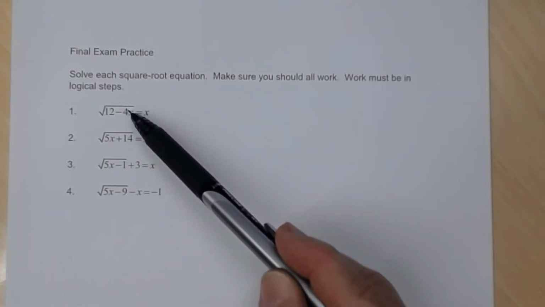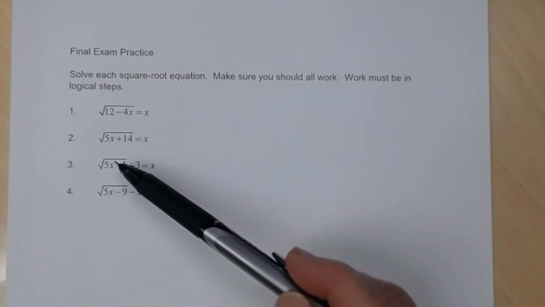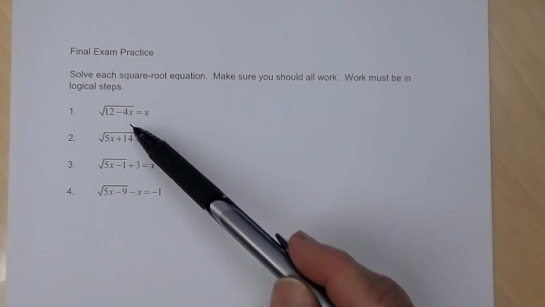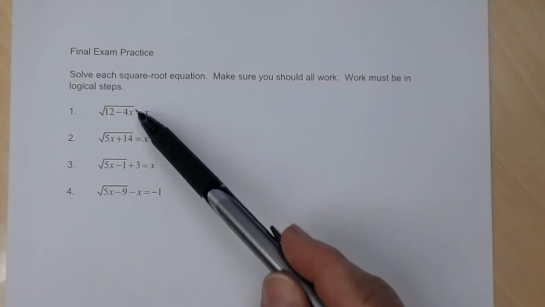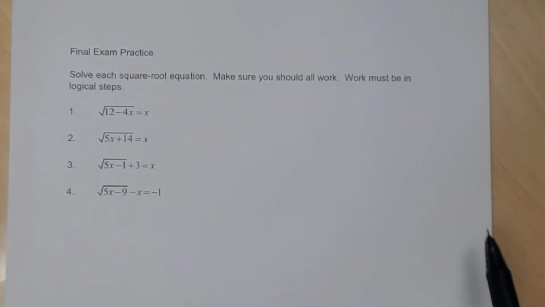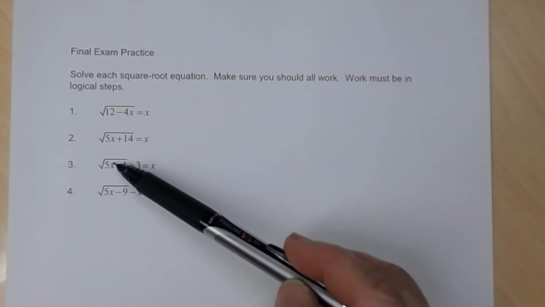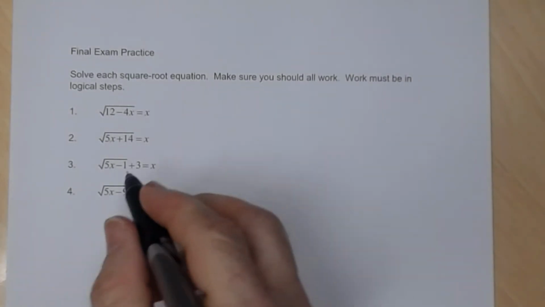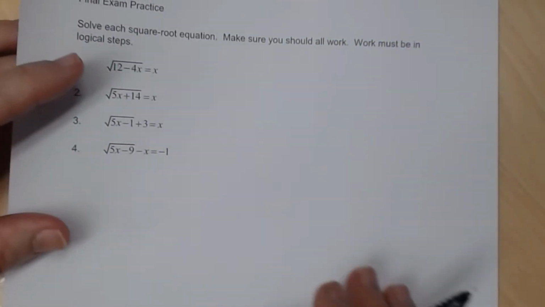get the square root by itself. So in the first two problems, the square root is by itself, okay? But in numbers 3 and 4, the square root is not by itself. So in 3 and 4, you're going to have to isolate the square root first. Okay, so when solving a square root equation, let's go ahead and look at number 1.